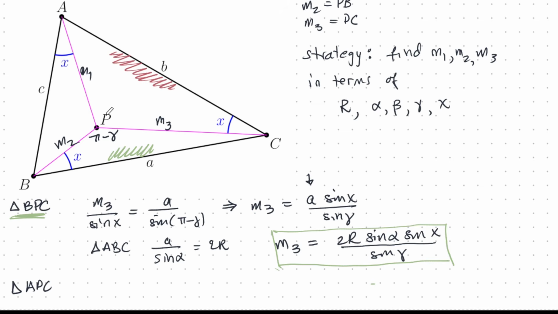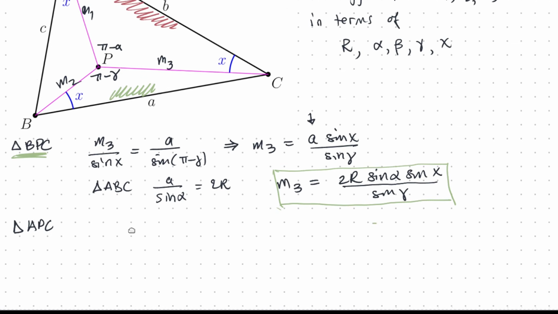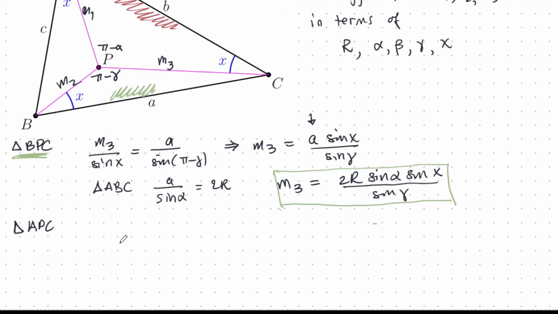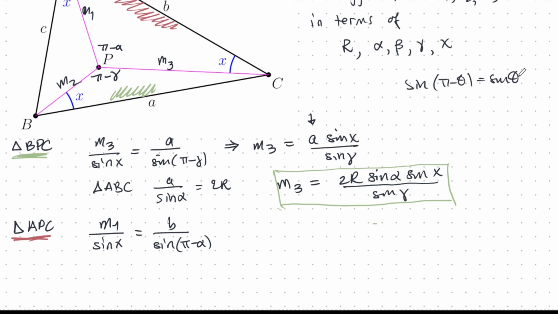This angle here is pi minus alpha. So now I can apply sine law in the same way. Straightforward application of the sine law, nothing clever, gives me this. And remember, sine of pi minus theta is sine theta. I repeatedly use this. I can solve for M1 now. M1 is b sine x over sine alpha.